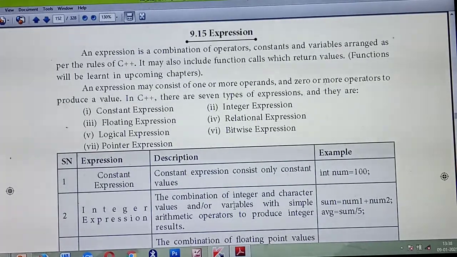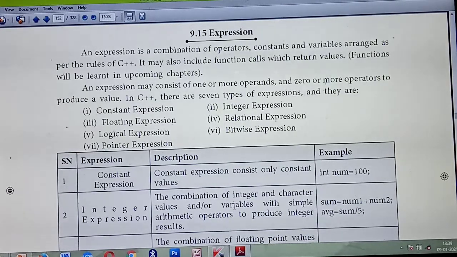Okay. So what do you mean by expression? You might have studied about expressions, second degree expression, third degree, isn't it? x square plus y square equal to 5. That is an example for an expression. That is a second degree expression or equation, isn't it? Same thing only. Expression is a combination of operators, constants and variables, but arranged as per the rules.